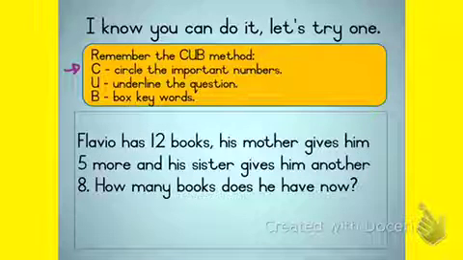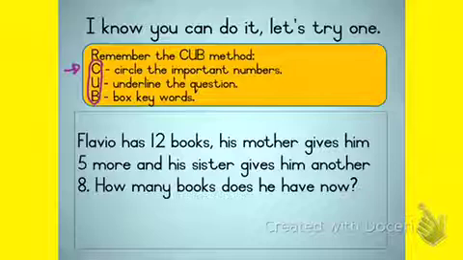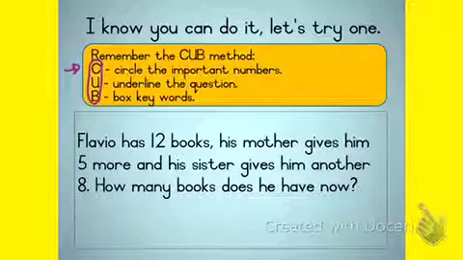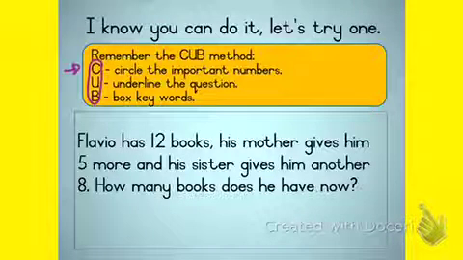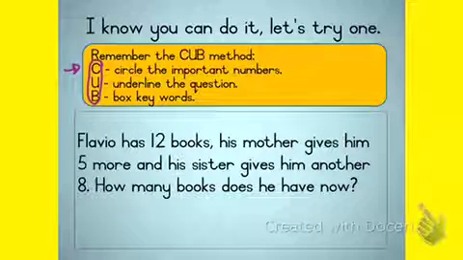So cub, this word here, we put it underneath each other. So C stands for circle the important numbers. A, underline the question. And B, box key words. So let's read this 3 times.